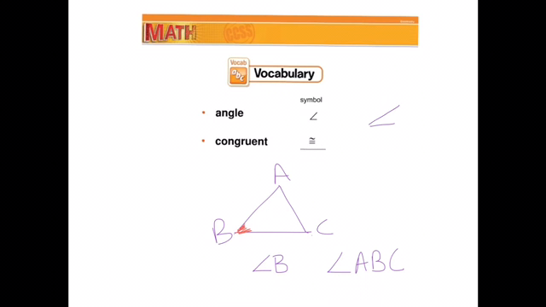Congruent has a special symbol, okay? So congruent means that we have exactly the same, so we have an equal sign, and then that special symbol on the top is how we write that.